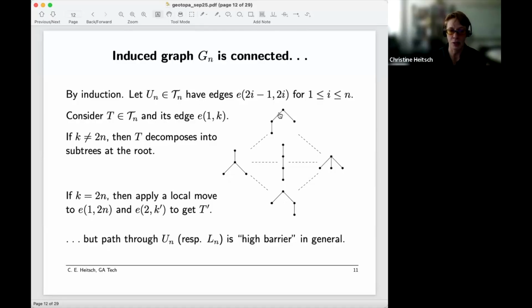And so my graph is connected, which tells me that it is possible to interconvert between any of these RNA secondary structures. But the path that I've just described, we would say is high barrier in general. Now, what do I mean by that?